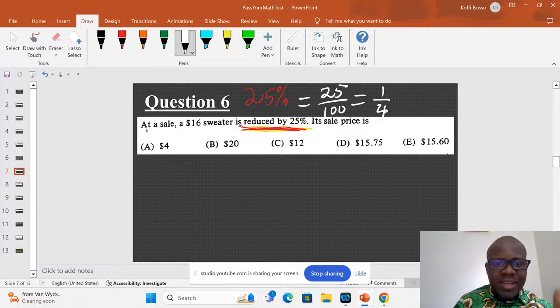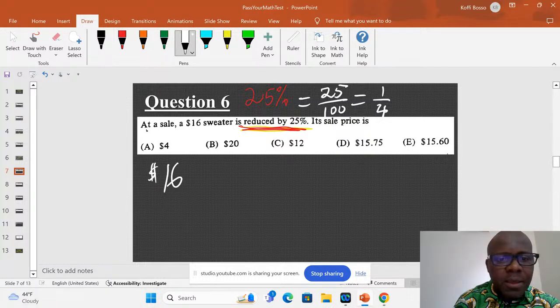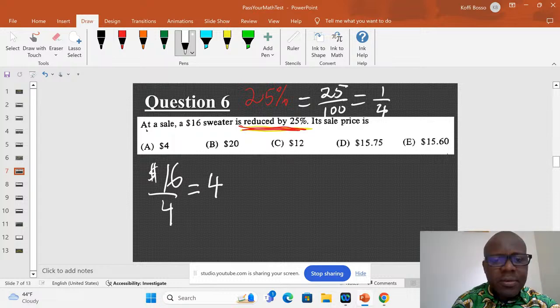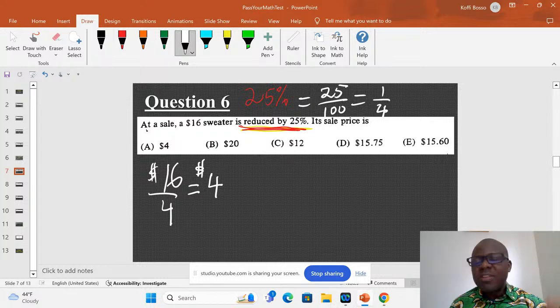But there is a key piece of information here: reduced by 25%. If you take $16 and divide it by 4, this is the same as $4. Please, the correct choice is not A. No, they reduce by 25%, so that means they reduce $16 by 4.